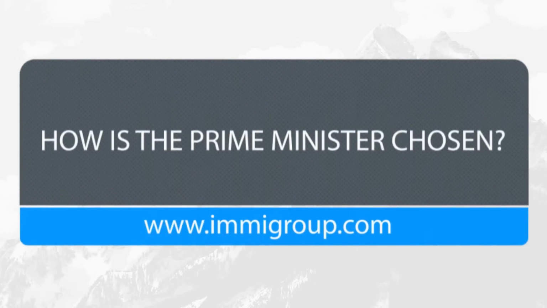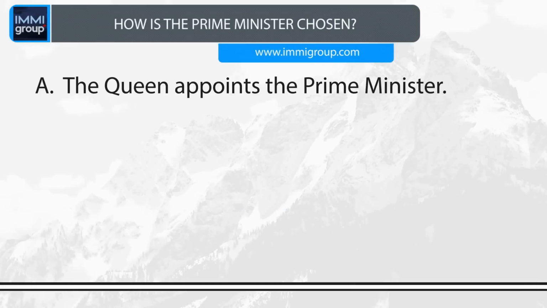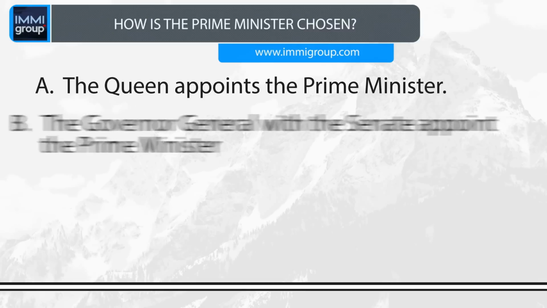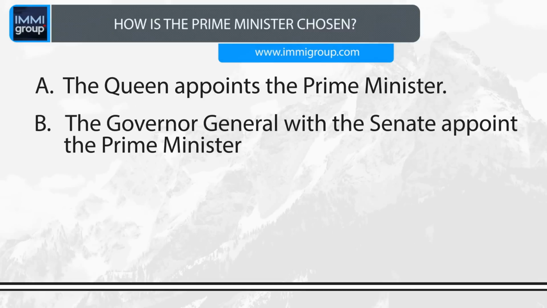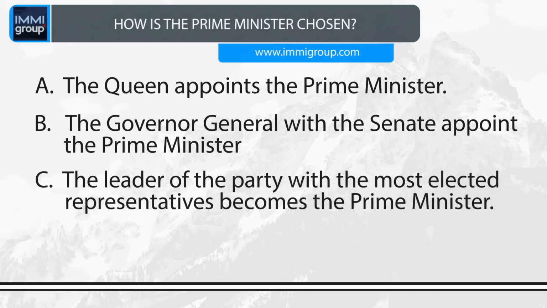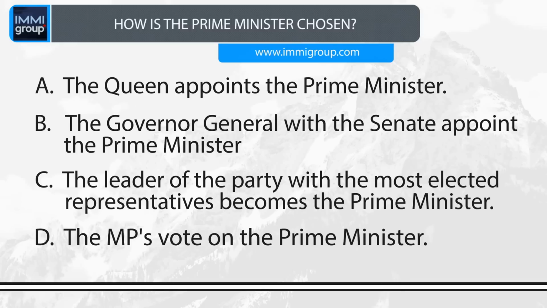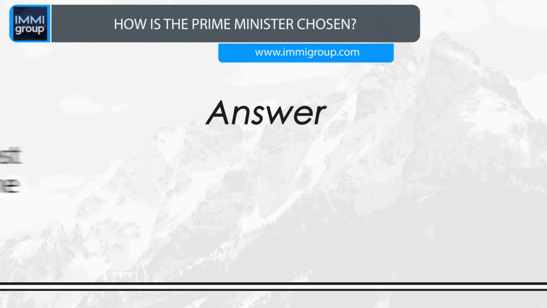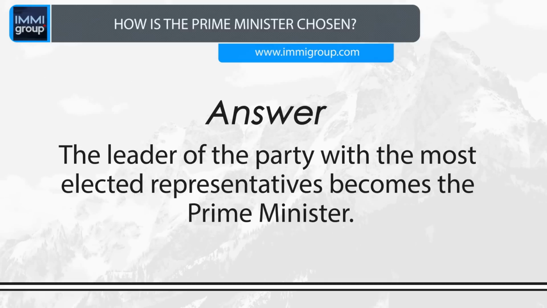How is the Prime Minister chosen? A. The Queen appoints the Prime Minister. B. The Governor-General, with the Senate, appoint the Prime Minister. C. The leader of the party with the most elected representatives becomes the Prime Minister. D. The MPs vote on the Prime Minister. Answer: the leader of the party with the most elected representatives becomes the Prime Minister.